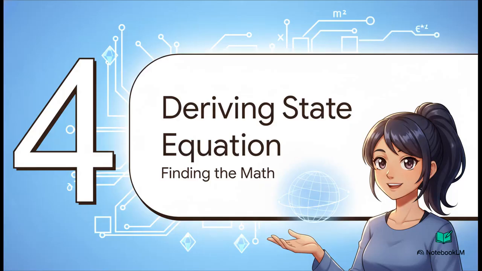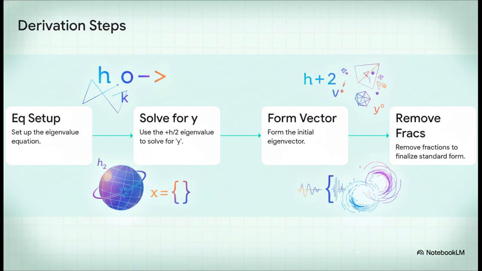And that brings us perfectly to section 4, deriving the state equation. Let's walk through this core logic step by step without getting bogged down in every single algebraic fraction. Step 1. You just set up your standard eigenvalue equation, operator times state equals eigenvalue times state. Step 2. You use that positive h bar over 2 eigenvalue we just talked about to solve for your y variable in the matrix. Step 3.